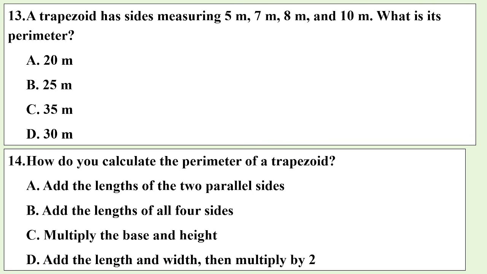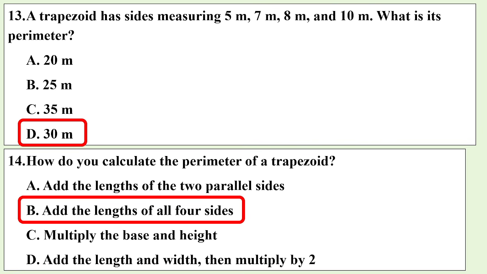Number 13. A trapezoid has sides measuring 5 meters, 7 meters, 8 meters, and 10 meters. What is its perimeter? The answer is 30 meters. Number 14. How do you calculate the perimeter of a trapezoid? Add the lengths of all 4 sides.